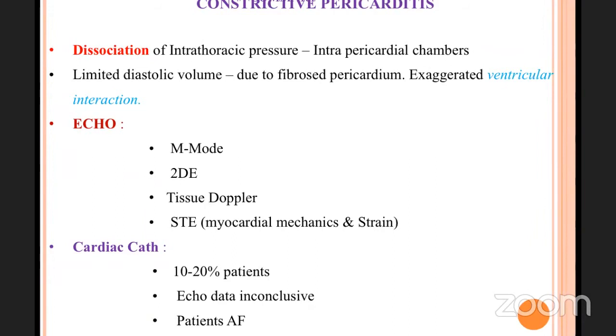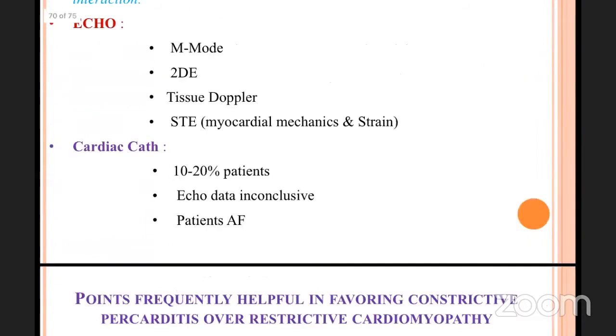And in very difficult patients, you can use cardiac cath. As I said, in Mayo Clinic, they use cardiac cath for diagnosis of constriction in only about 25 to 30% of the patients, where the echo data is inconclusive, or the patients are in atrial fibrillation, wherein the changing cycle length makes the diagnosis and interpretation of the echo parameters very difficult.